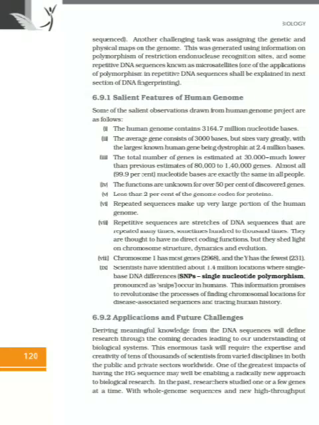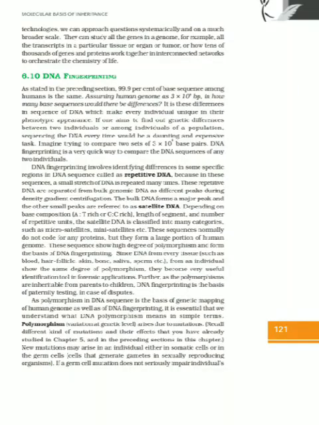One of the greatest impacts of having the HG sequence may well be enabling a radically new approach to biological research. In the past, researchers studied one or a few genes at a time. With whole genome sequences and new high throughput technologies, we can approach questions systematically and on a much broader scale. They can study all the genes in a genome, for example, all the transcripts in a particular tissue, or organ, or tumor, or how tens of thousands of genes and proteins work together in interconnected networks to orchestrate the chemistry of life.